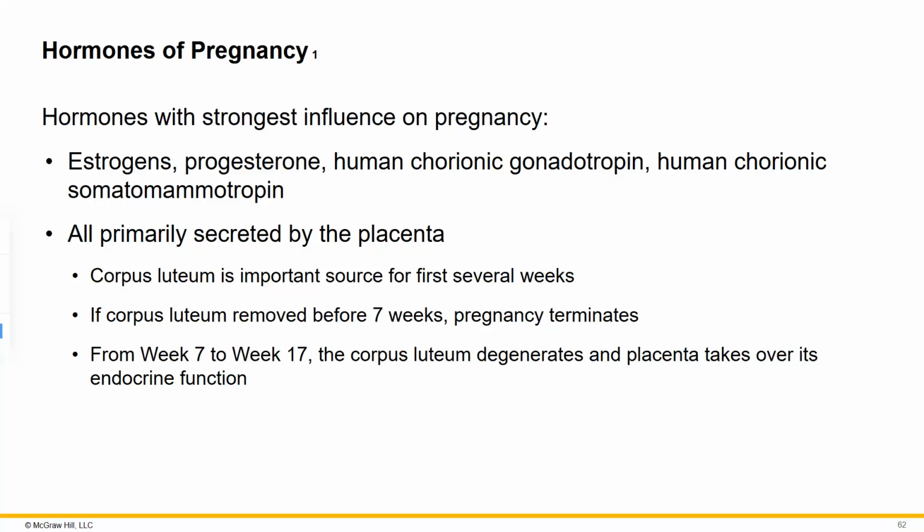So the hormones of pregnancy. Hormones with the strongest influence on pregnancy: estrogens and progesterone, human chorionic gonadotropin, human chorionic somatomammatropin. All primarily secreted by the placenta. Corpus luteum is an important source for the first several weeks. If the corpus luteum is removed before 7 weeks, pregnancy terminates. From week 7 to 17, the corpus luteum degenerates and the placenta takes over its endocrine function.